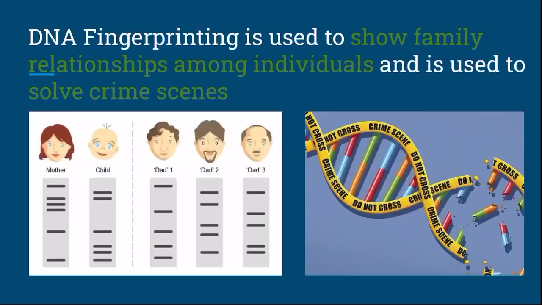DNA fingerprinting can show relationships among family members, like in paternity testing, and is also used to solve crimes. DNA collected at crime scenes is used as evidence in many legal cases. DNA fingerprints can be made from a few cells because PCR, or polymerase chain reaction, can make a large sample of DNA even when there is a very small sample to start with.